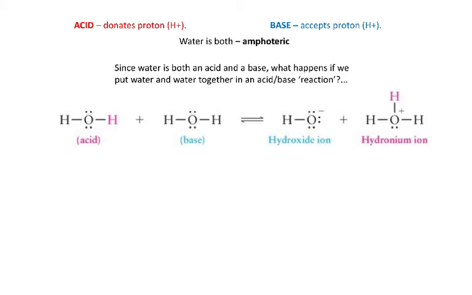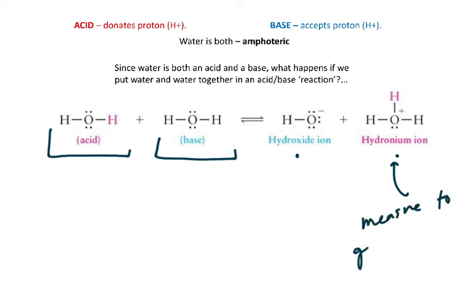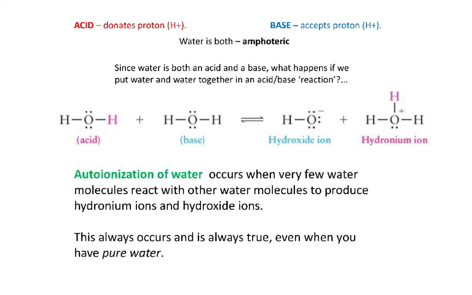So water plus water, but one will donate a proton, one will accept the proton, and then we end up with an OH minus and hydronium. Remember, this is what we measure to get pH. Okay, this reaction is always happening anytime water is. Okay, this is called the auto-ionization of water.